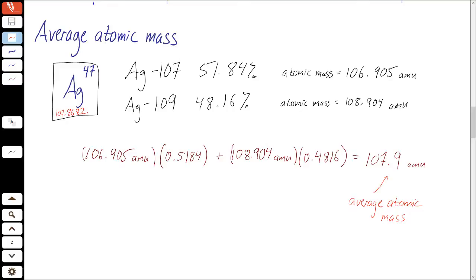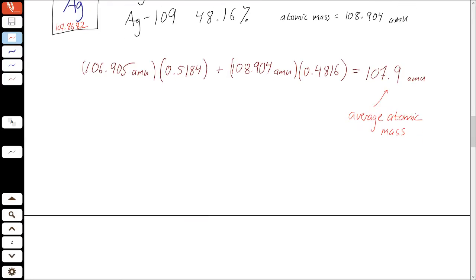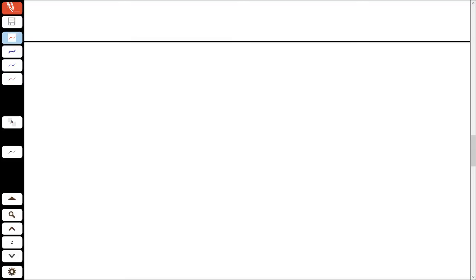All right, so that's the most direct way to do it. You've got your abundances, you've got your masses, you calculate your average atomic mass. What if you don't have that? You might have to do a little bit more creative mathing. Is that a word, mathing? Probably not.